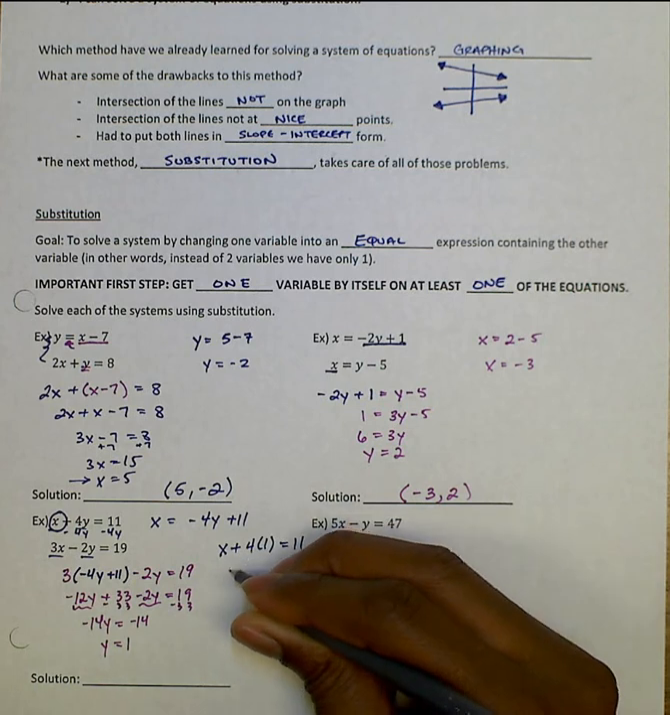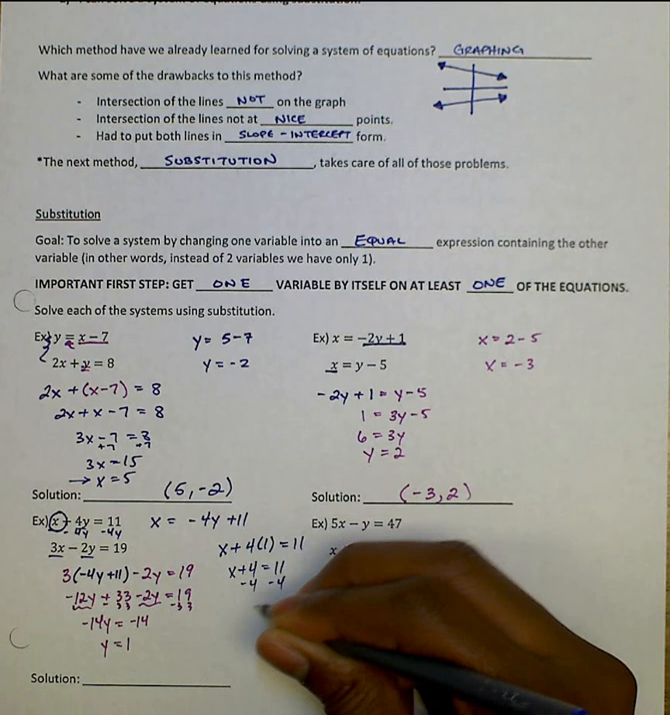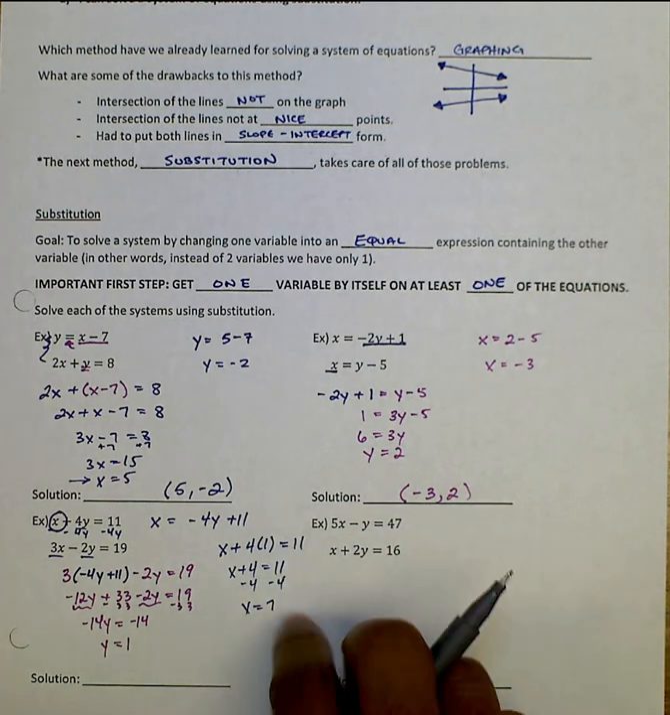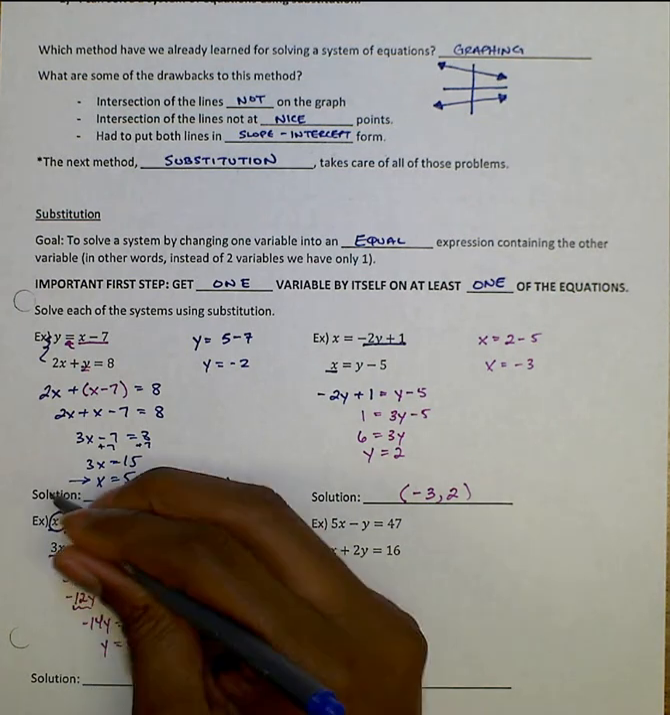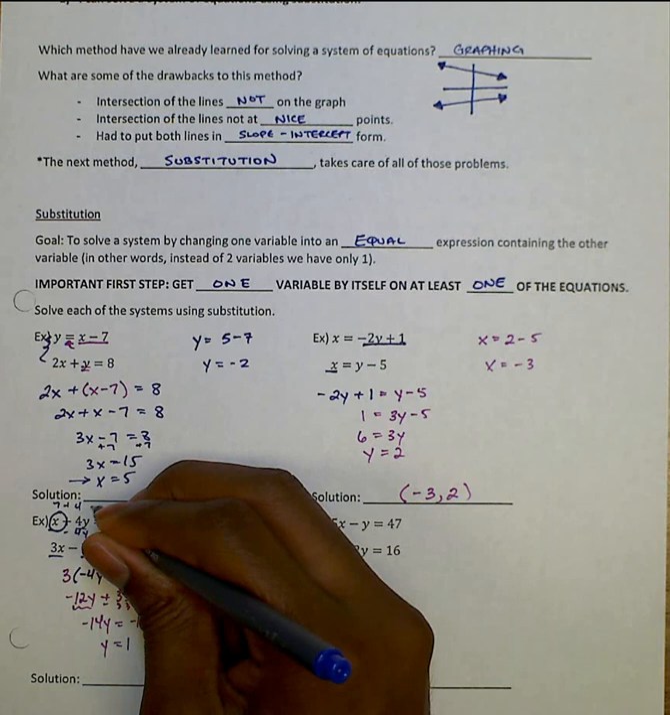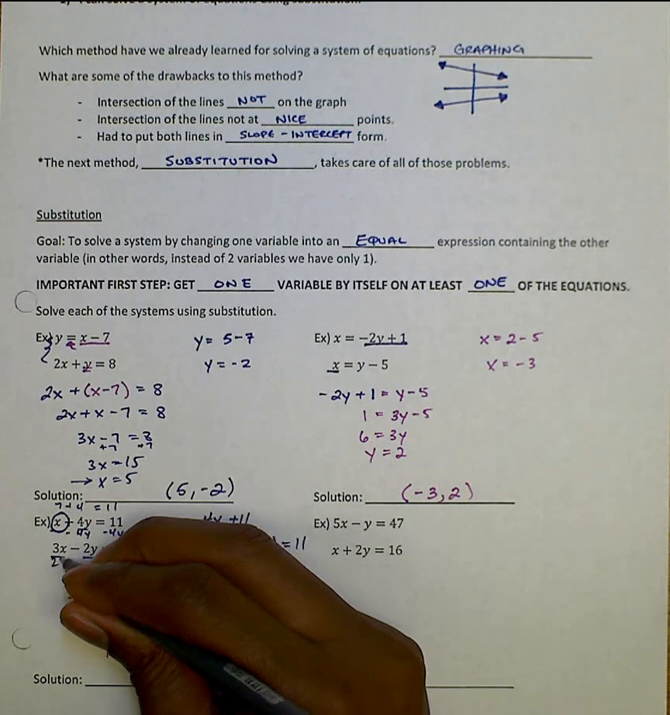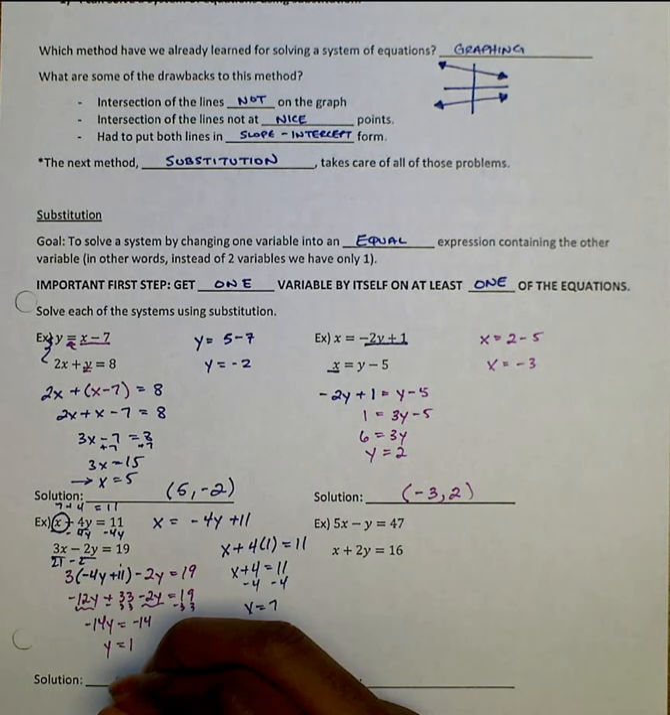So x plus 4 equals 11. Subtract 4 from both sides, and x equals 7. Okay, we should be able to plug this back into both equations, and both equations should be true. So we have 7 plus 4 equals 11. We have 21 minus 2 equals 19. They both work out. 7, 1.